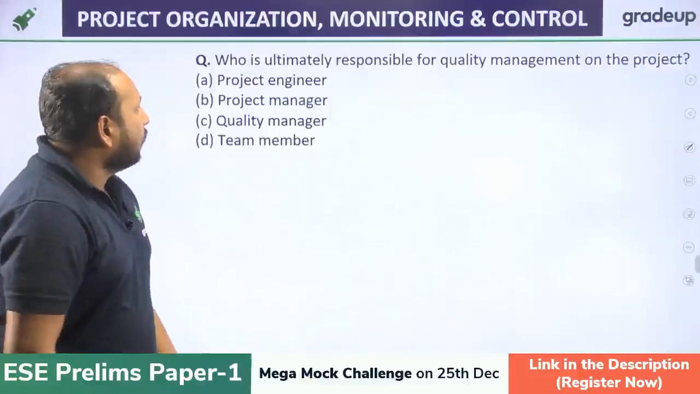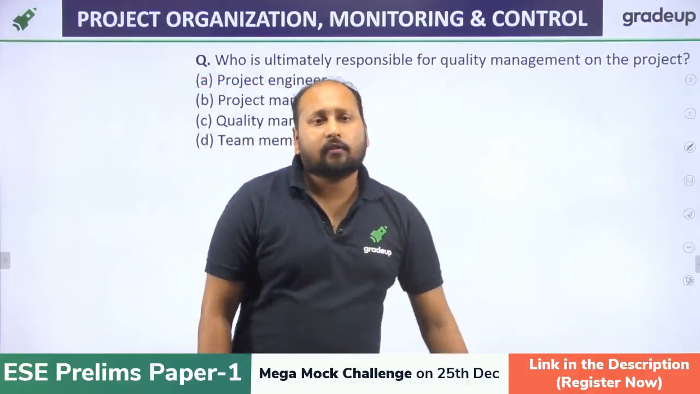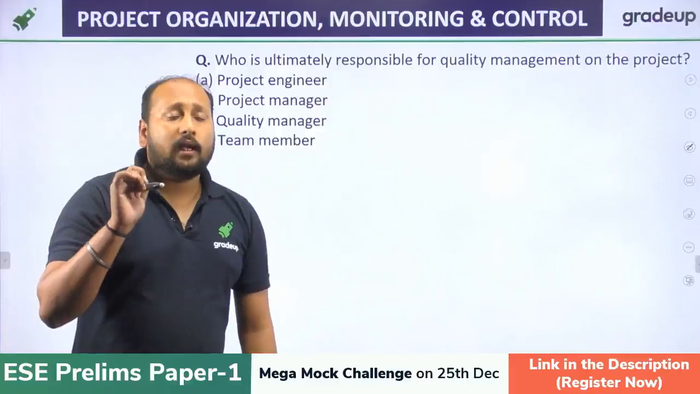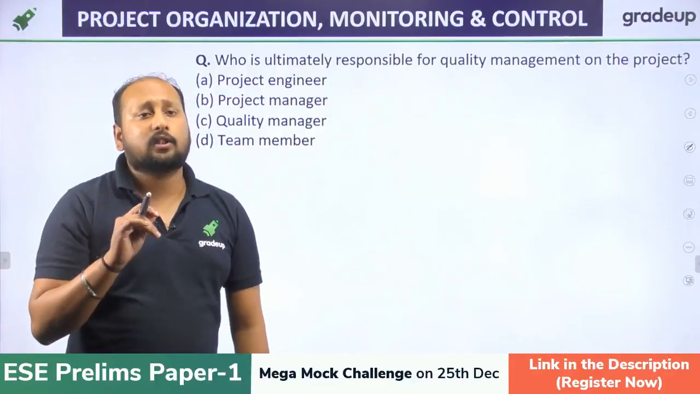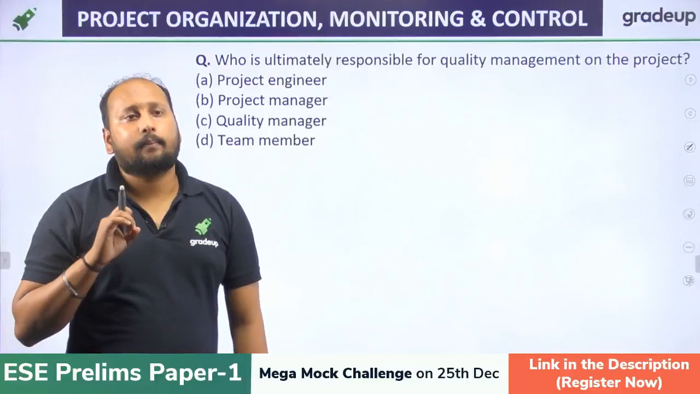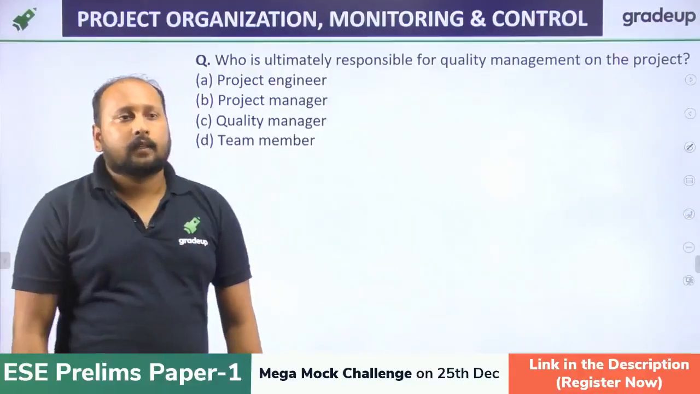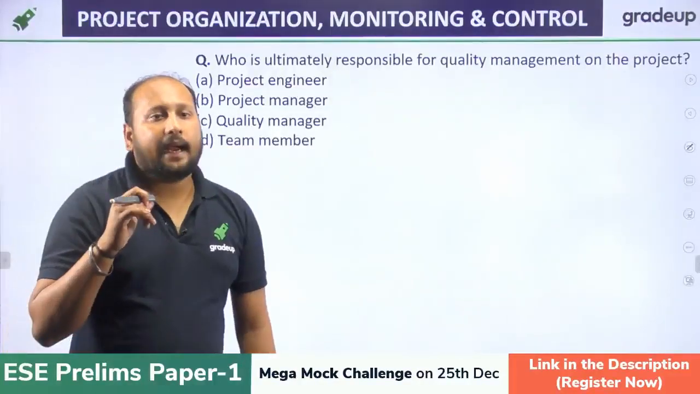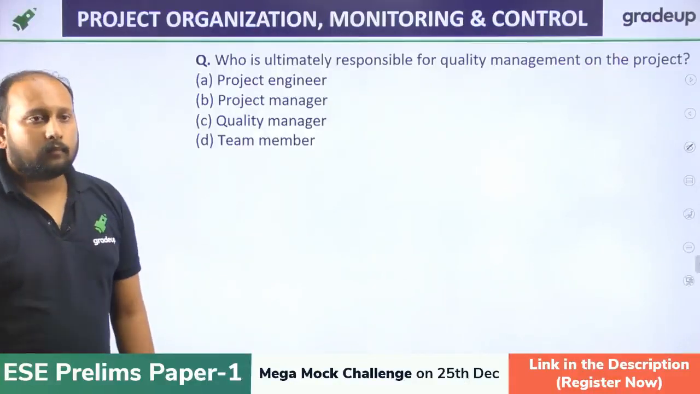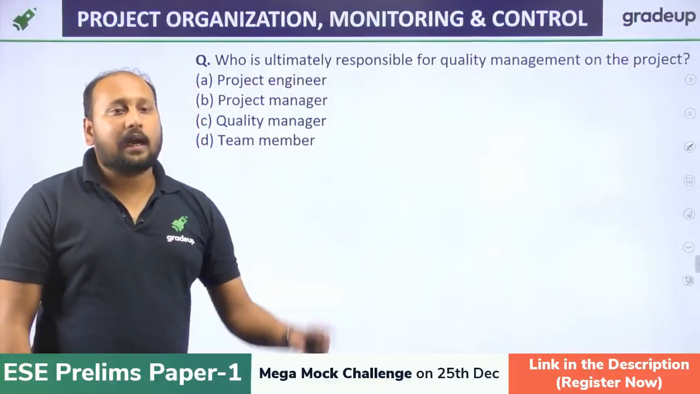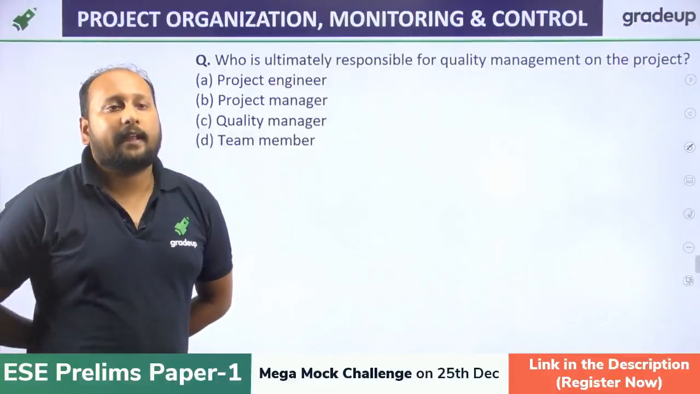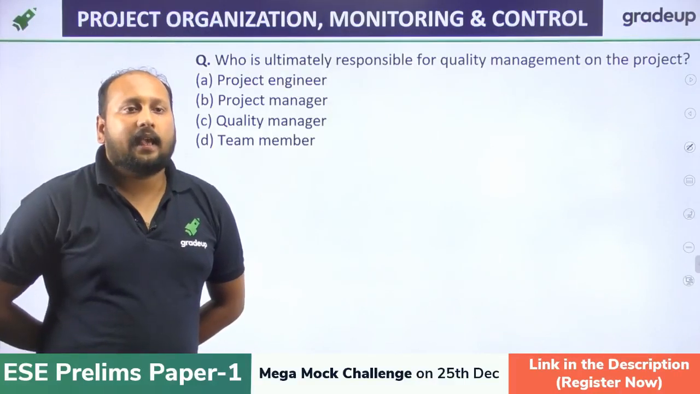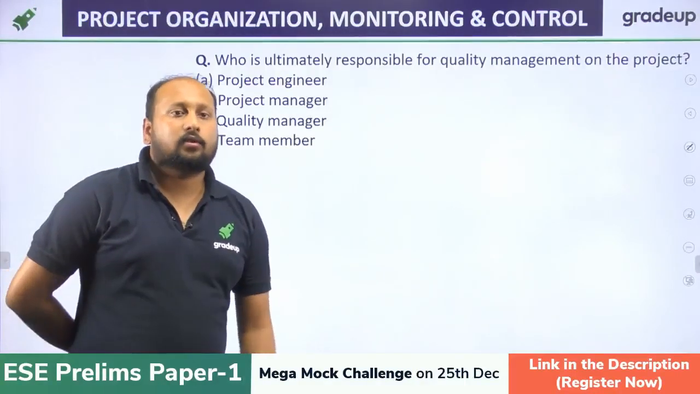Let us see the next question. Who is ultimately responsible for the quality management of the project? Just read the statement carefully. Is it project engineer, project manager, quality manager, or team member? Who is ultimately responsible for the quality management? A, B, C, or D? I'm getting A and C as options. Okay, very good.